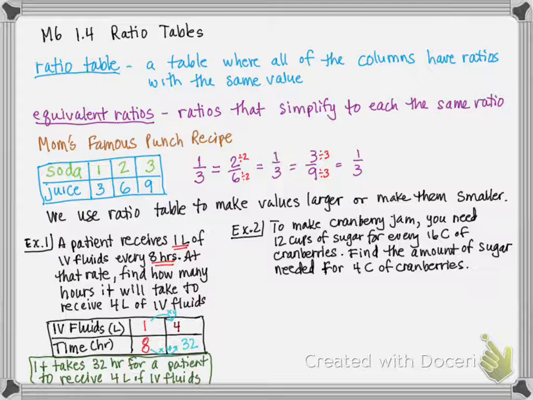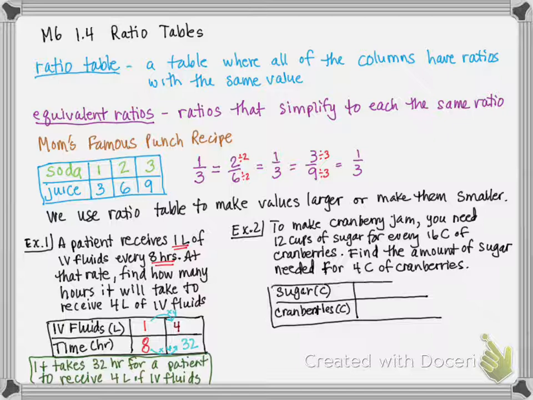Okay, so let's see. We're going to talk about sugar, which is measured in cups. And we're going to have cranberries, which are also going to be measured in cups. And let's see, in the beginning what it talked about was 12 cups of sugar and then 16 cups of cranberries. So we're going to put them: 12 cups of sugar, 16 cups of cranberries.